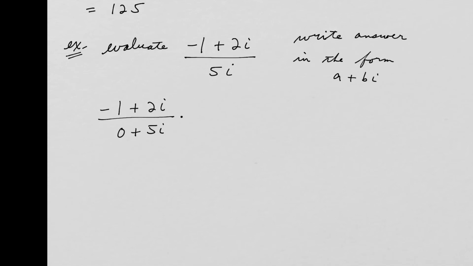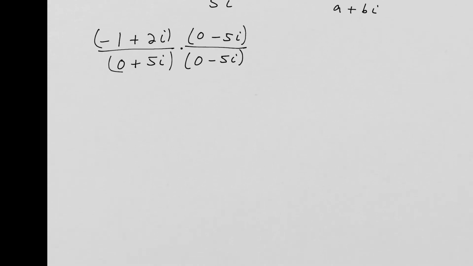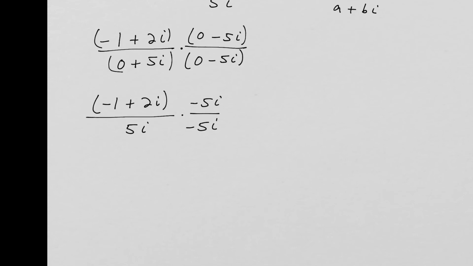So what I could do is multiply the numerator and denominator by the complex conjugate of the denominator, because I know I'm going to end up with a real number if I do that. So what's the complex conjugate? Well, it'll be 0 minus 5i. Now, we don't ever write the 0, so basically you would write this as negative 1 plus 2i over 5i, and say I need to multiply by negative 5i over negative 5i. You could even use 5i in this case, but I'll just keep with the conjugate.